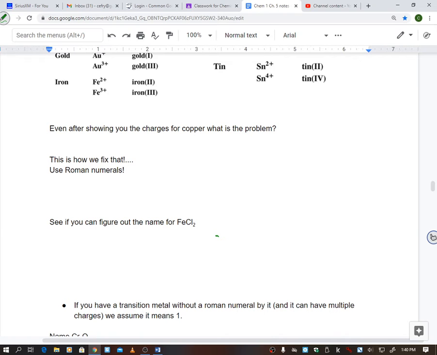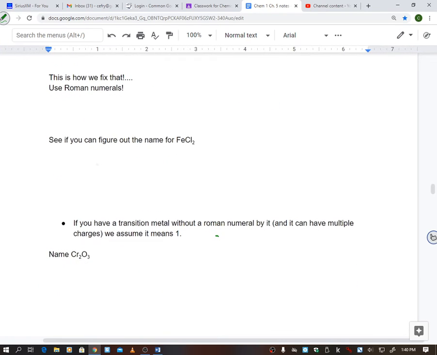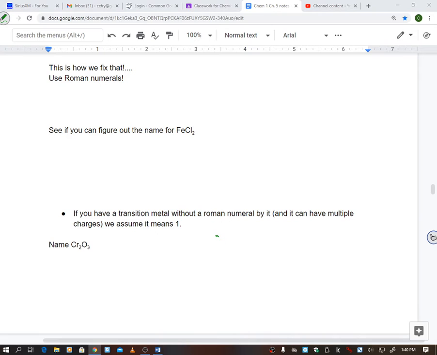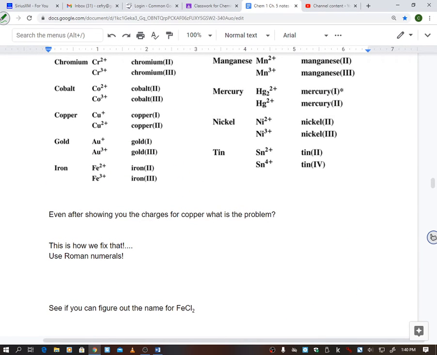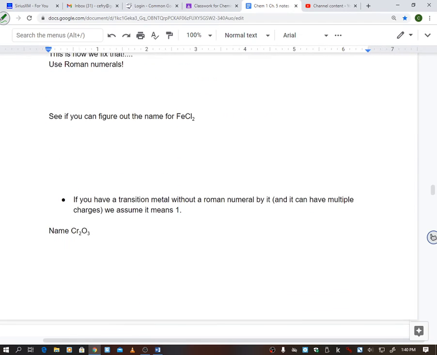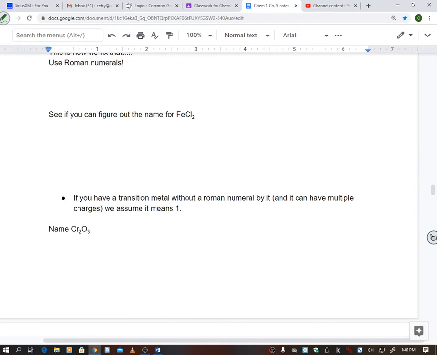All right? See if you can figure out the name for iron chloride, because look, iron is in the middle. Iron can be a +2 or a +3, but which one is it? Is it +2 or is it a +3? Now remember, charges have to cancel out. I'm telling you right now that that is FeCl2. Charges, this has to equal 0 on its charge, okay?